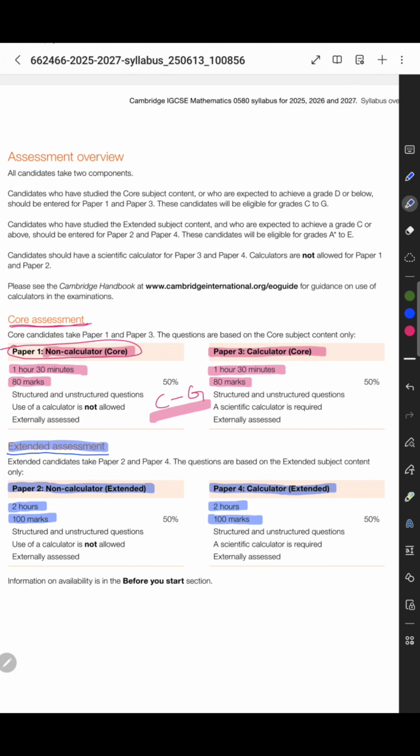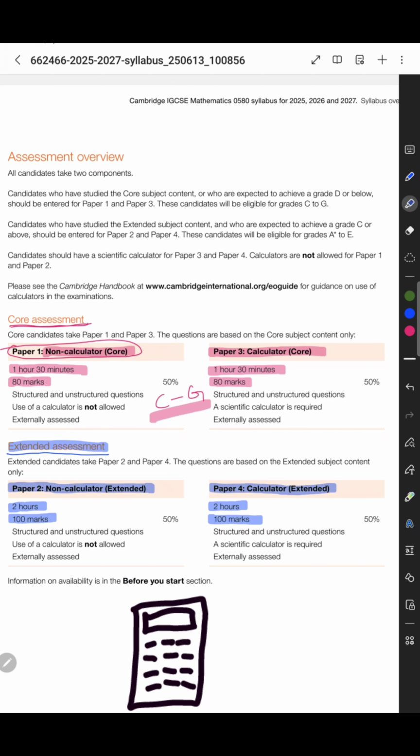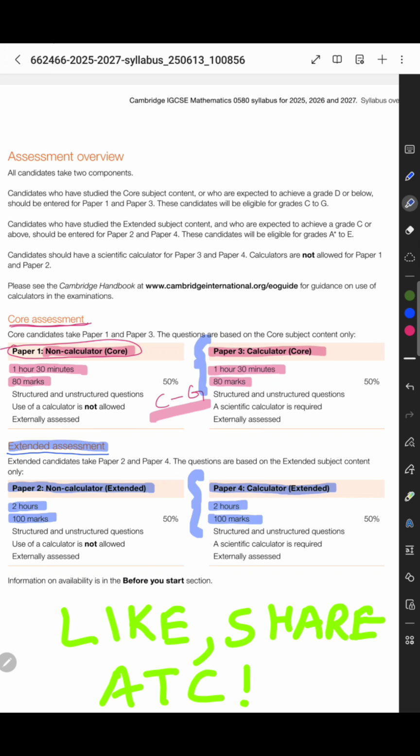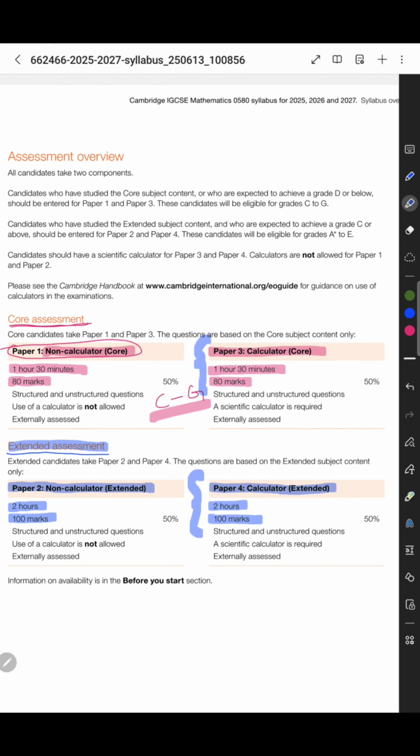A quick but critical rule for everyone: you must have a scientific calculator for paper 3 and paper 4. However, calculators are strictly forbidden in paper 1 and paper 2. This balance ensures you are being tested on your mental math skills just as much as your ability to use technology.